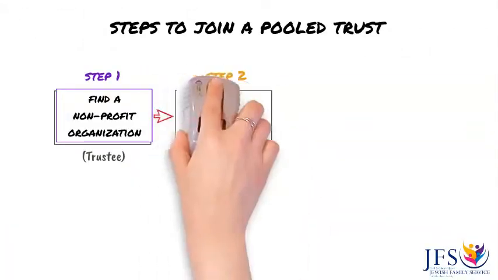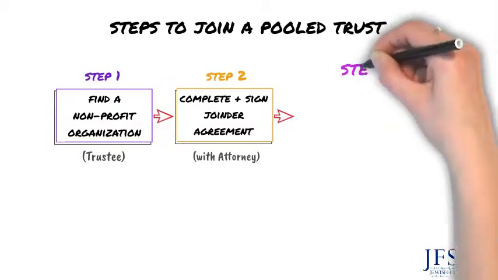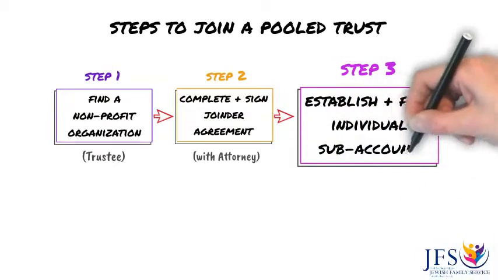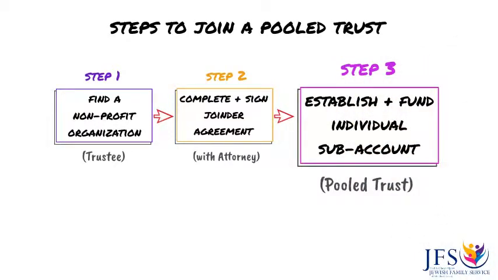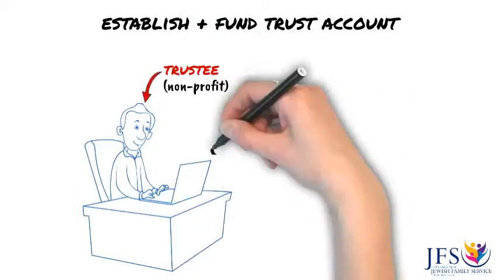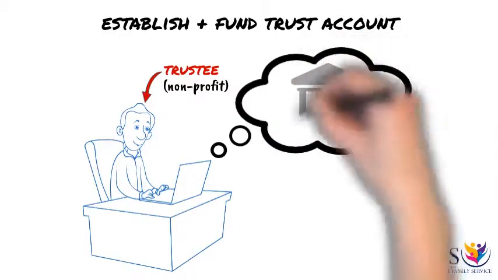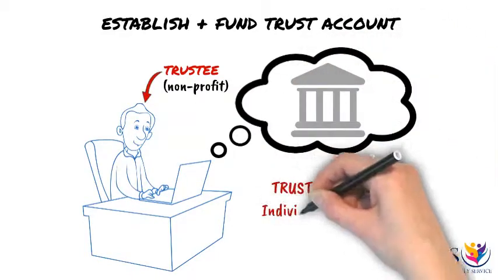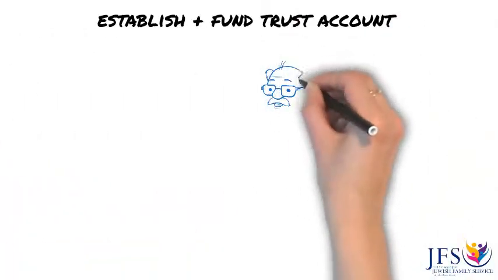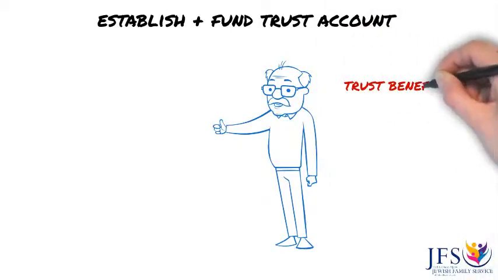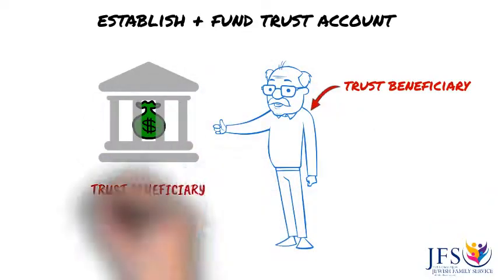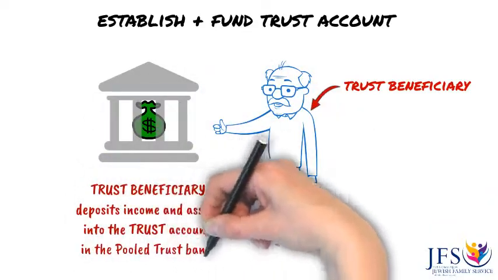Now that the trustee is in place and the Joinder agreement is signed, step 3 is to establish and fund the individual subaccount within the pooled trust. The trustee, which is the nonprofit organization, establishes an individual subaccount with the bank holding the pooled trust funds. The trust beneficiary or their legal representative may then deposit the trust beneficiary's income and assets into the subaccount, which is referred to as the trust.